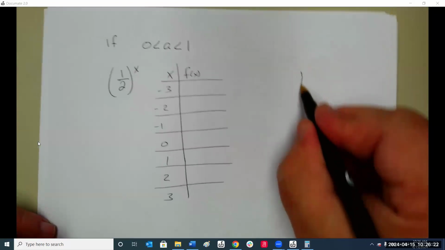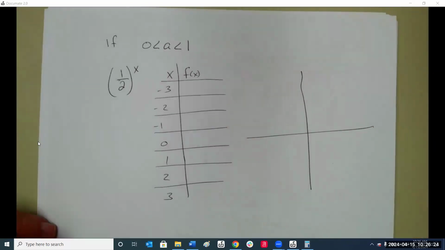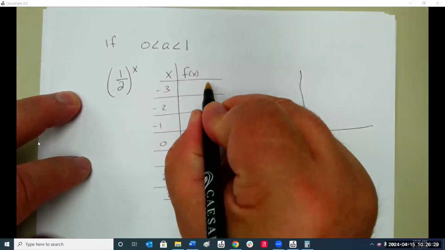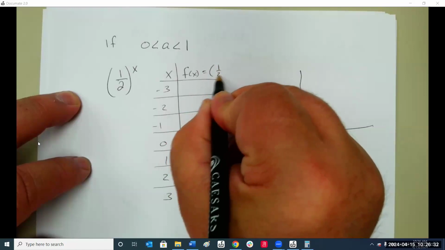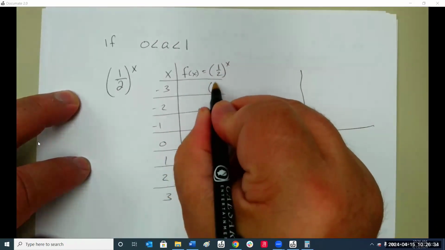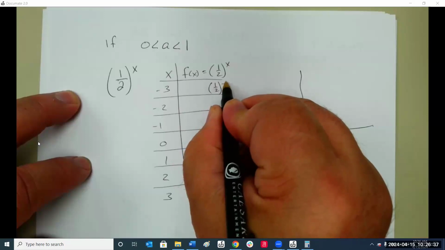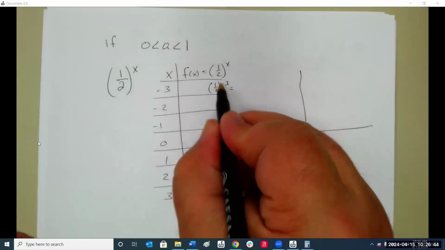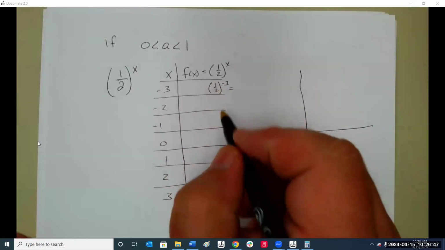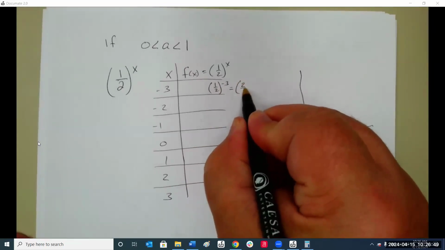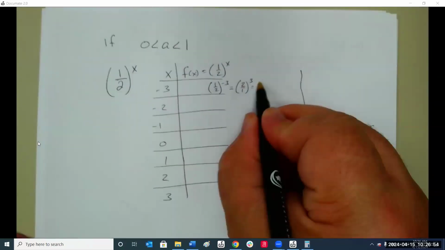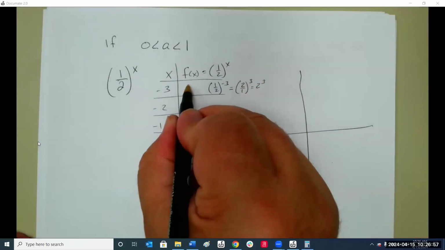Let's plot some points here. This is 1/2 to the power x. So what is 1/2 to the power -3? A negative exponent, if it's a fraction inside there, it flips it. So I drop the negative and I flip what's inside there. So now I have 2 to the power 3, which is 8.